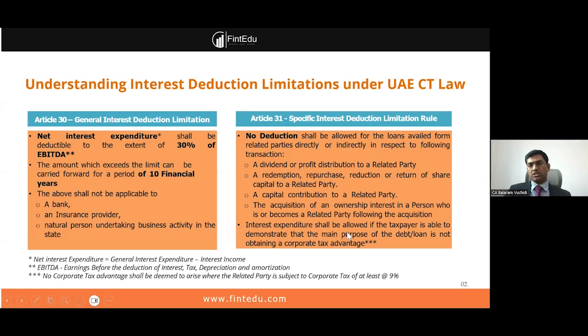However, interest expenditure shall be allowed if the taxpayer is able to demonstrate that the main purpose of the debt or loan is not to obtain a corporate tax advantage. So if you are able to demonstrate that the loans taken are not to take the tax advantage, but genuinely you have a funds requirement and you will definitely repay it later on whenever you have funds availability, then you will be able to show that amount as a deductible amount.